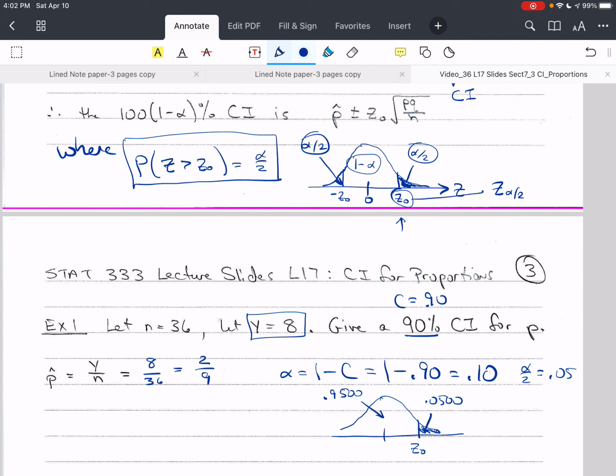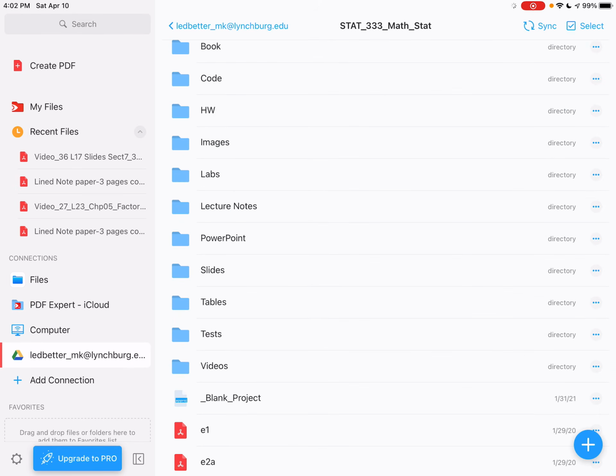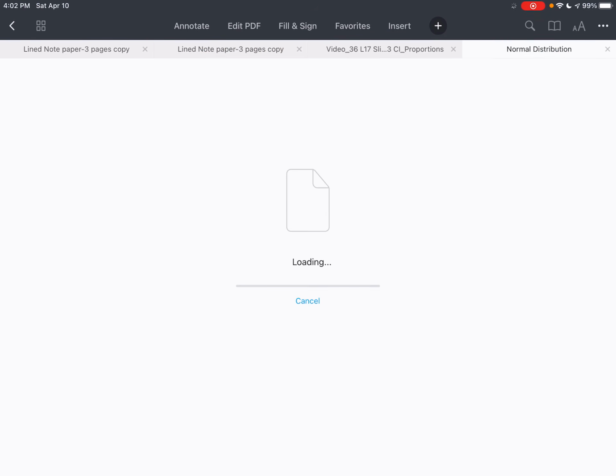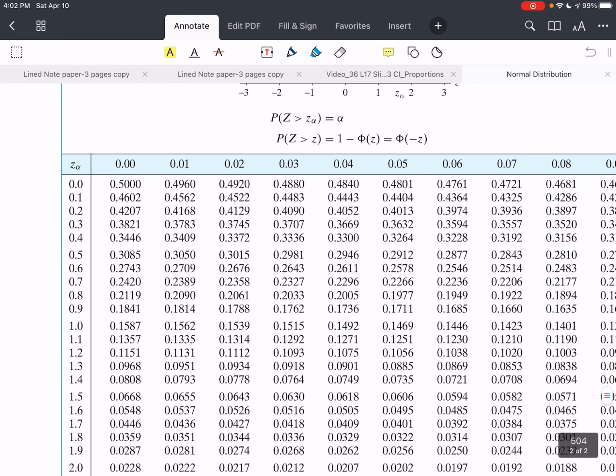And we could, since we want the probability above, or this is the probability that z is greater than z naught, we can use table 5b in our book. So let's find the tables. Let's go to the normal distribution. And we can do that.